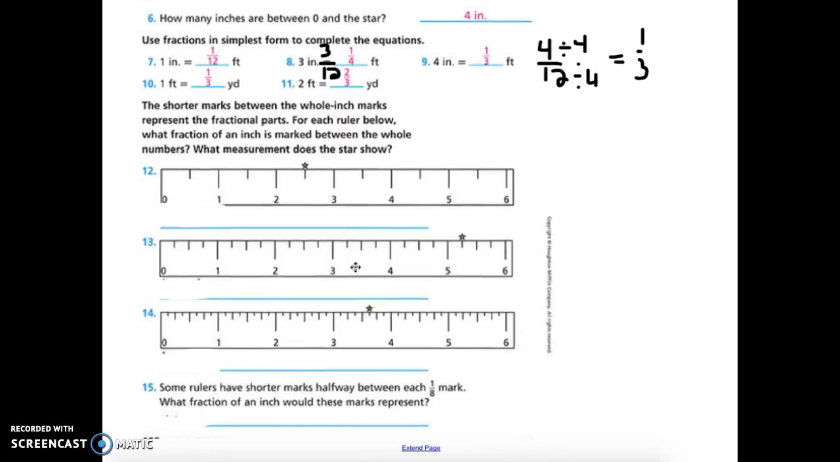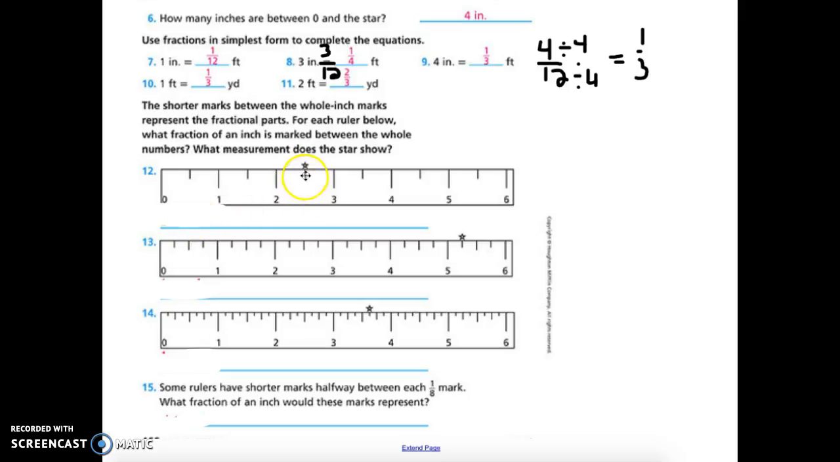Now, this next part is having us look at these rulers, and let's read the directions. It says, the short marks between the whole inch marks represent the fractional parts. For each ruler below, what fraction of an inch is marked between the whole numbers? What measurement does this star show? So if we look here, first we want to know what fraction it is between these two parts. And when I look at that, we know that it is halfway in between.